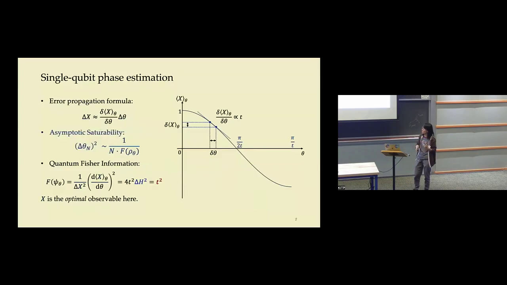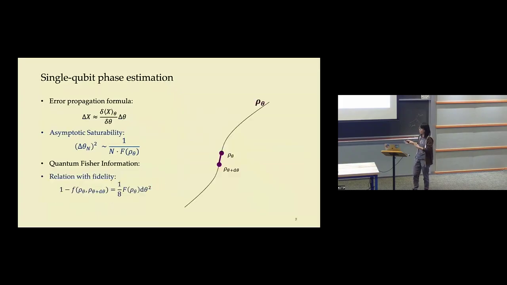It means that if you just repeat the same experiment many times, then the estimation variance is going to scale as 1 over n times f, where f is basically the quantum Fisher information I introduced here. And finally, you can interpret the notion of quantum Fisher information using the notion of fidelity. So the infidelity between a quantum state at theta and a quantum state at theta plus d theta would have a second order derivative, which is roughly 1 over 8 times f, where f is the Fisher information.